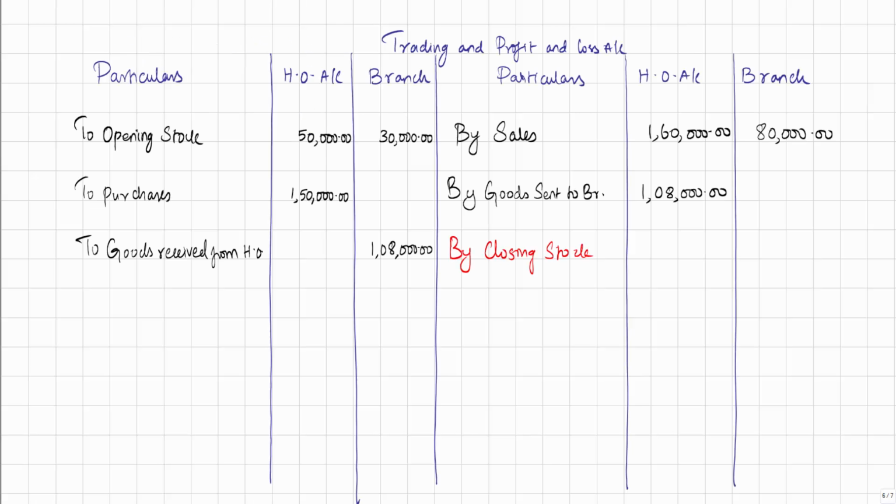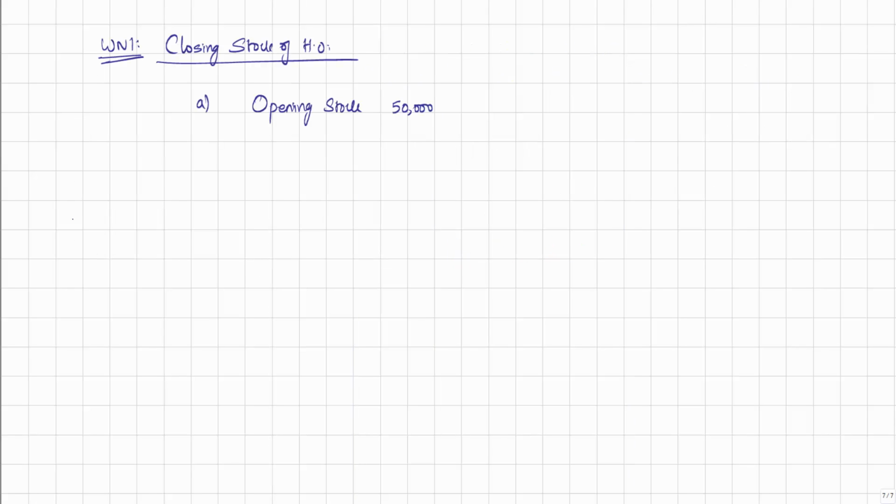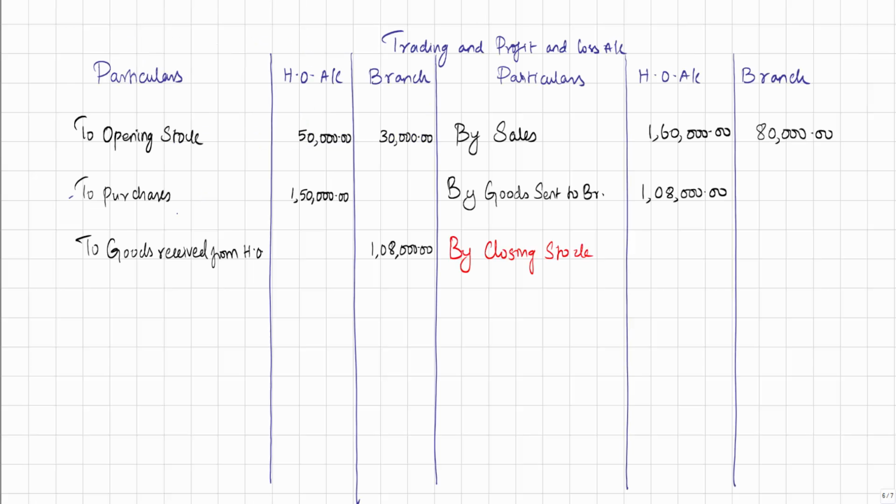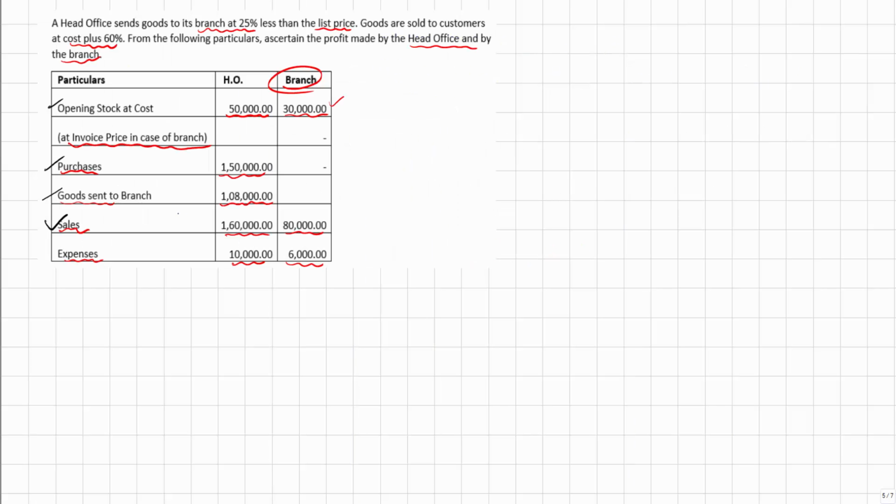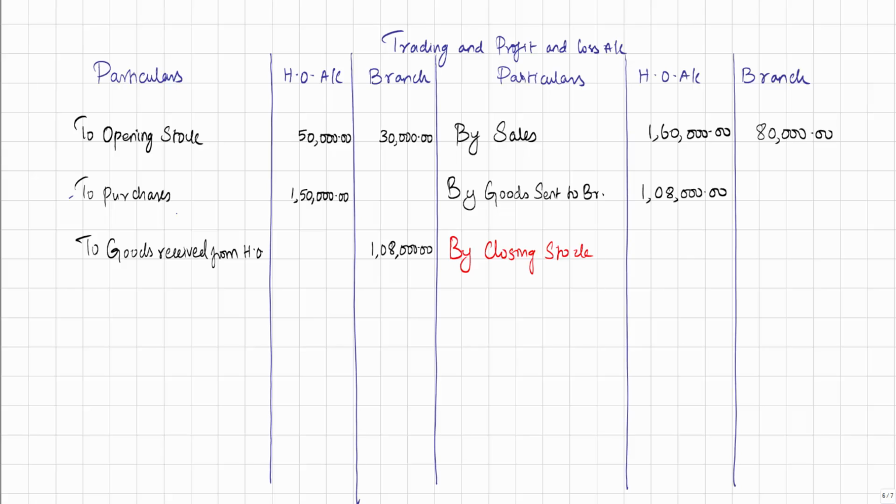Then they have made some purchases, right? What was your purchases? It is 1,50,000. So item B, add purchases. The value is 1,50,000. It means they had 2 lakh worth of stock. Now out of that, something has been sold and something has been sent to branch. So first let's capture what has been sold. By sales is 1,60,000, and if you read the question, it says goods are sold to customers at cost plus 60%. So this sales of 1,60,000 has a profit element of 60%.